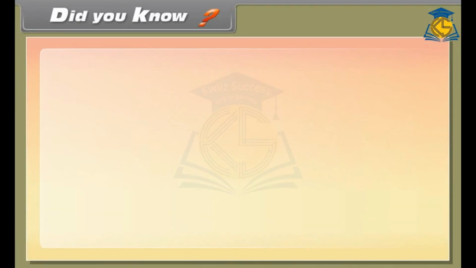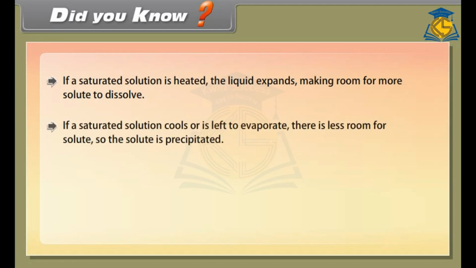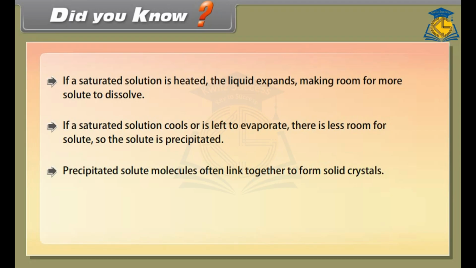Did you know? If a saturated solution is heated, the liquid expands, making room for more solute to dissolve. If a saturated solution cools or is left to evaporate, there is less room for solute, so the solute is precipitated. Precipitated solute molecules often link together to form solid crystals.